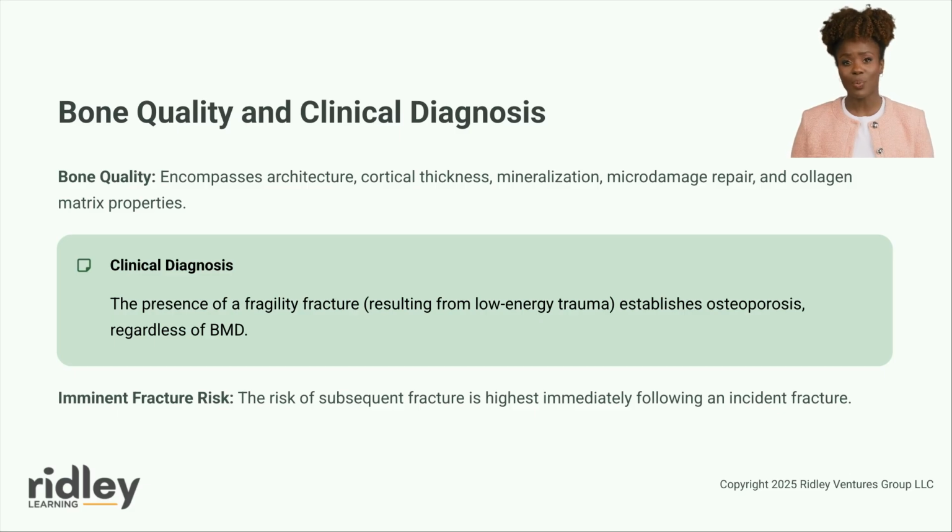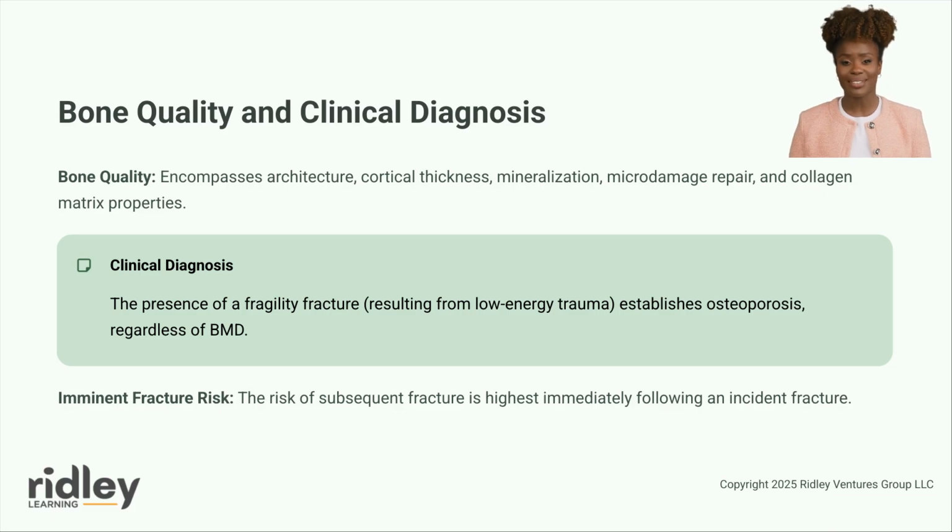The concept of bone quality has emerged as an important complement to bone quantity in understanding skeletal fragility and fracture risk. Bone quality encompasses multiple properties that influence mechanical competence. These include trabecular architecture, meaning the thickness, number, and connectivity of trabecular elements, as well as cortical thickness and porosity, the degree and distribution of mineralization within the bone matrix, the accumulation and repair of microdamage, and the properties of the collagen matrix, including cross-link formation.